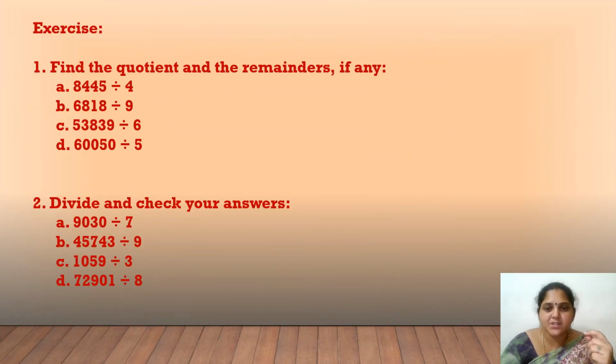Children, now it is your turn. Go through the concepts what we have learned today and complete the exercise. Find the quotient and the remainders if any. You may get remainder or may not get remainder. So check whether you are getting remainder or not. So you have to write down your quotient along with your remainders. Now second one, divide and check your answers. You have to do the division and do the checking compulsory.